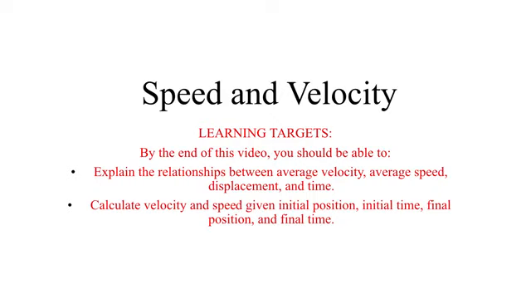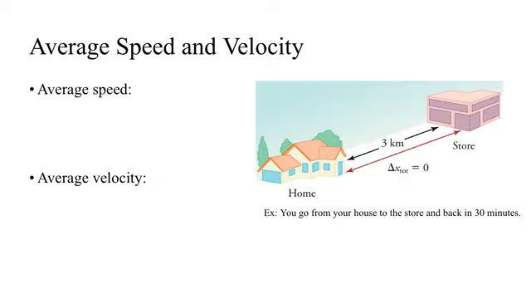Hello everyone, this is Mr. Kaviani, and by the end of this video you should be able to explain the relationship between average velocity, average speed, displacement, and time, and calculate the velocity and speed of an object given its initial position, initial time, final position, and final time. Let's begin by defining average speed and average velocity in terms of things that we already know.